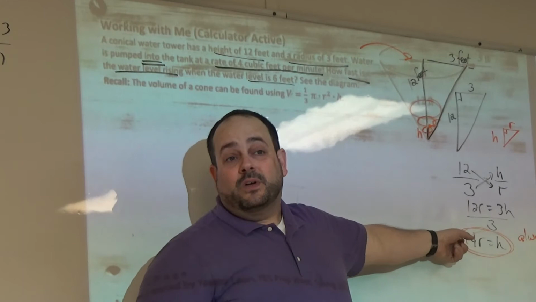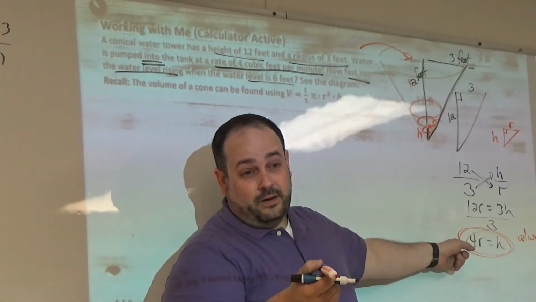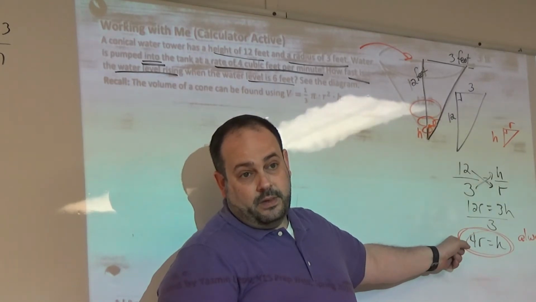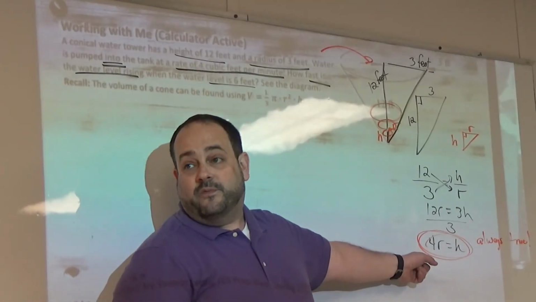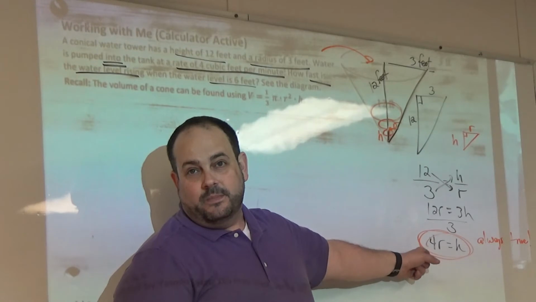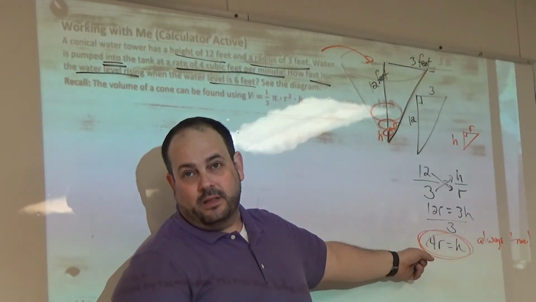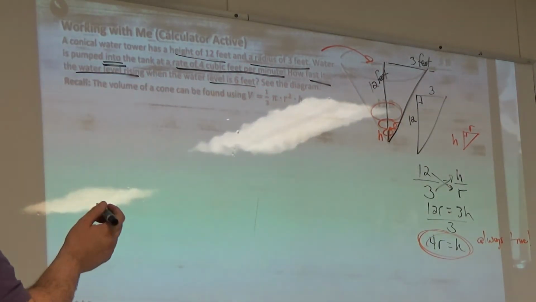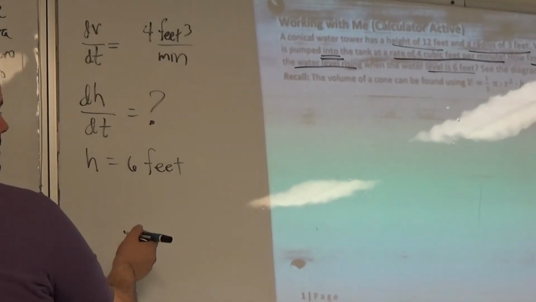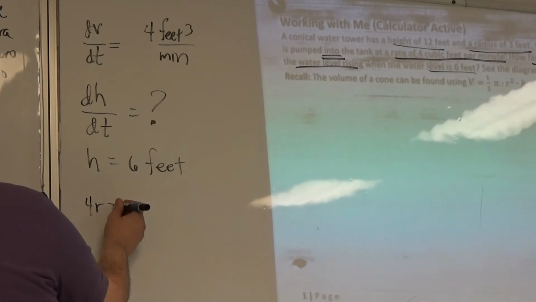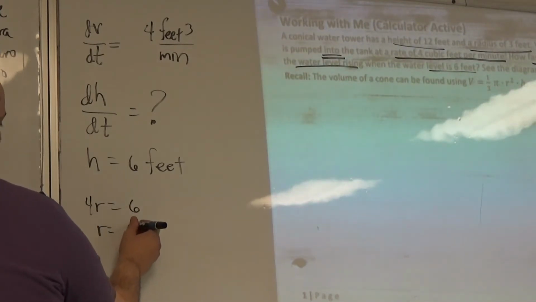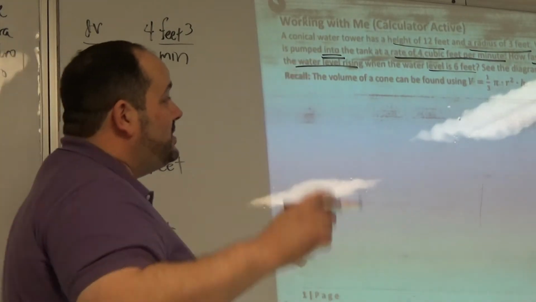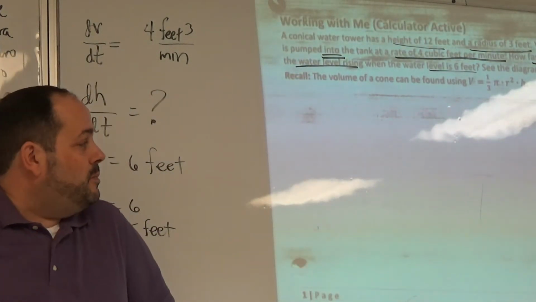There's another really good reason why this just made your life really good. If the height's always equal to 4 times the radius, you can find the radius at any height. They're asking you when the height's equal to 6 feet. I think we can figure out the radius pretty quickly there. This says that 4r is equal to 6, so what is that? Like 1.5 feet, or 3/2.